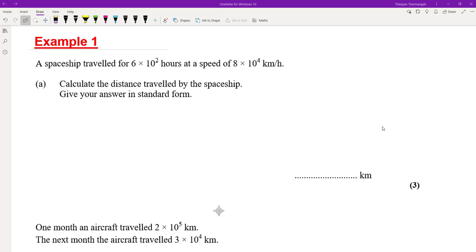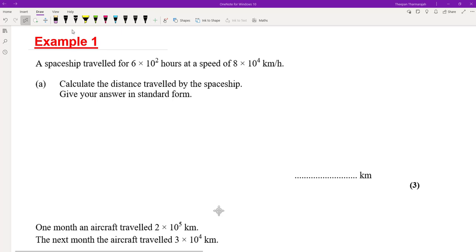A spaceship traveled for 6 times 10 to the power of 2 hours at a speed of 8 times 10 to the power of 4 kilometers per hour. Calculate the distance traveled by the spaceship. Give your answer in standard form.